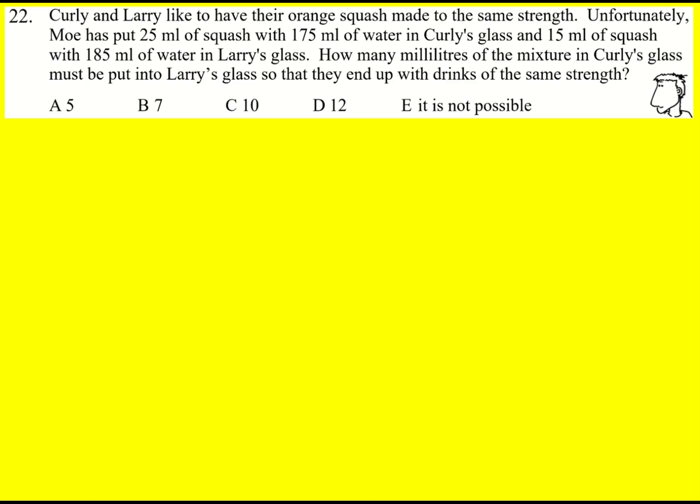So Mo pours 2 drinks and in Curly's glass pours 25 milliliters of squash for 175 milliliters of water. So I can write this as a ratio, squash to water, and I can divide through by 25 actually to get 1 to 7. That is Curly's glass.